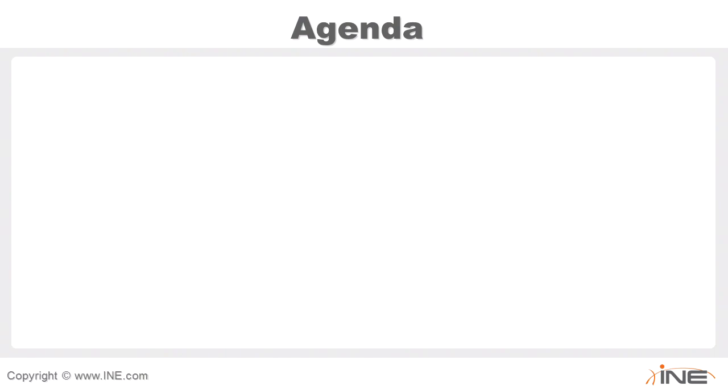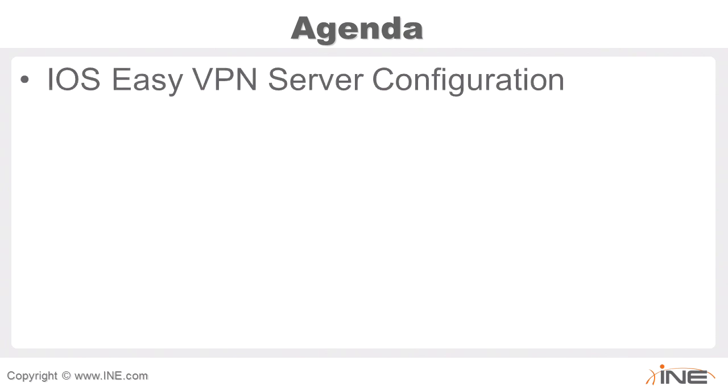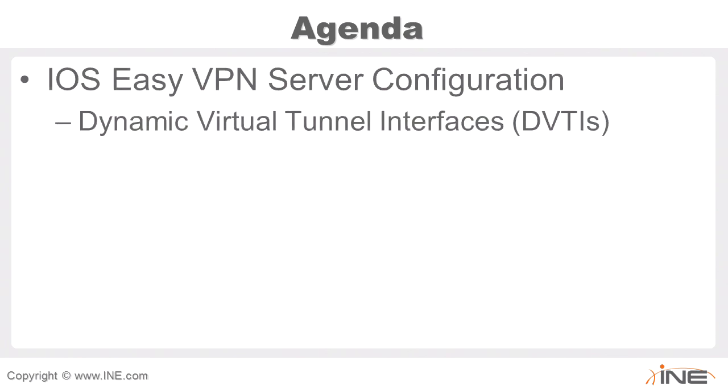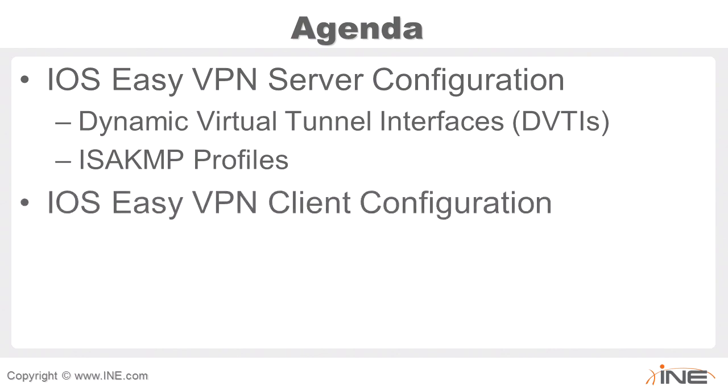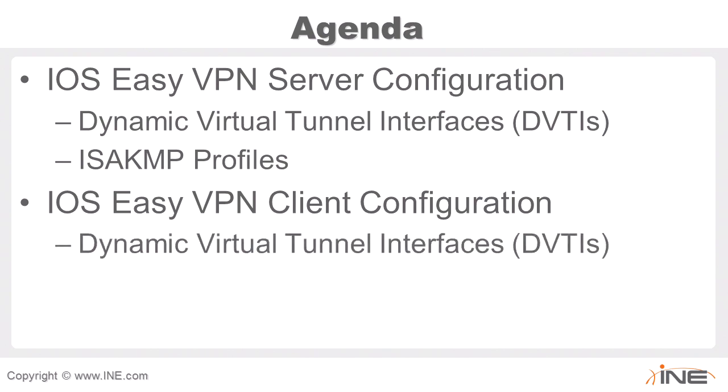In our next section, we're going to look at a different variation of the iOS EasyVPN server configuration, where we are using dynamic virtual tunnel interfaces, or DVTIs, in conjunction with the ISAKMP profiles. We'll also look at another variation of the EasyVPN client that is using the dynamic virtual tunnel interfaces as opposed to the dynamic crypto maps.